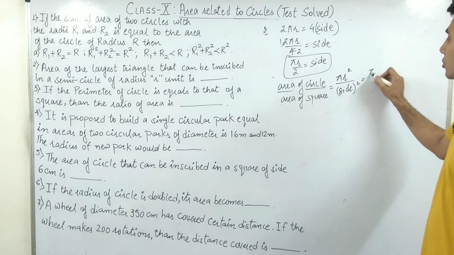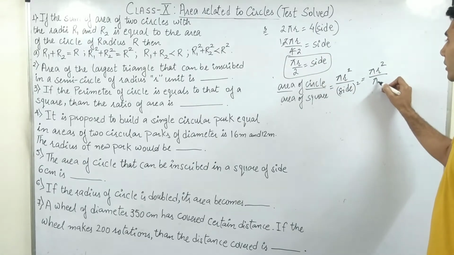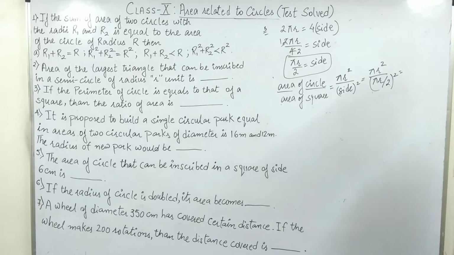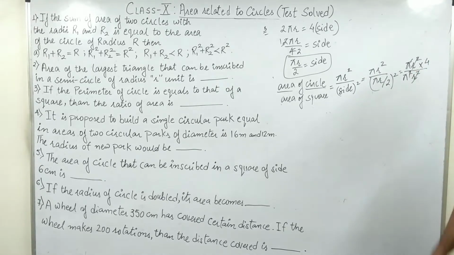So pi r square, I am going to put pi r square. Side की जगह पर मैंने value put कर दिया pi r by 2 whole square, and it should become what? That should be equals to pi r square upon pi square r square upon 4. So it will go into the top, it will become like this, r square cancel, pi से pi cancel. So answer would be what? That is 4 by pi.